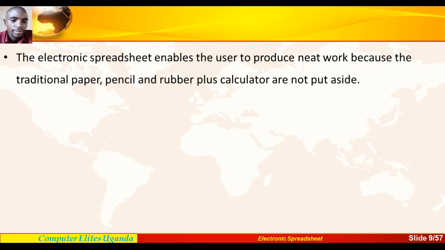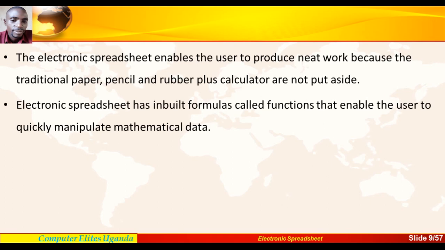We can also add and say electronic spreadsheet has inbuilt functions or formulas that enable the user to quickly manipulate mathematical data. So since a spreadsheet deals with calculations, it has those functions or formulas you can use to compute a given output. So the results are always obtained according to the operator that you have used, than when you're using the manual spreadsheet where everything has to be typed.